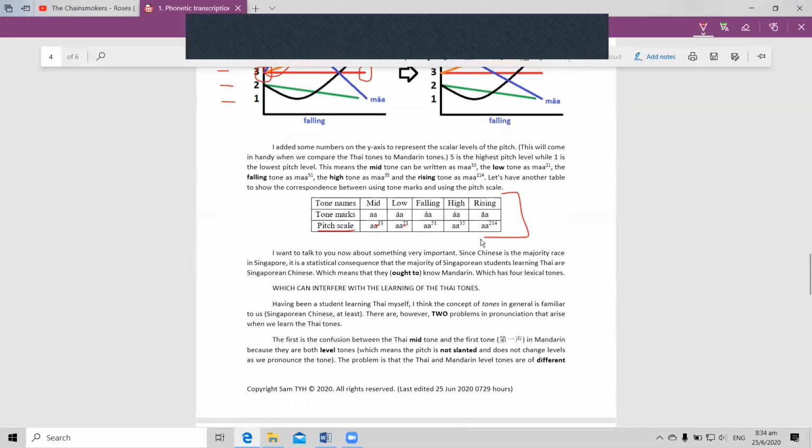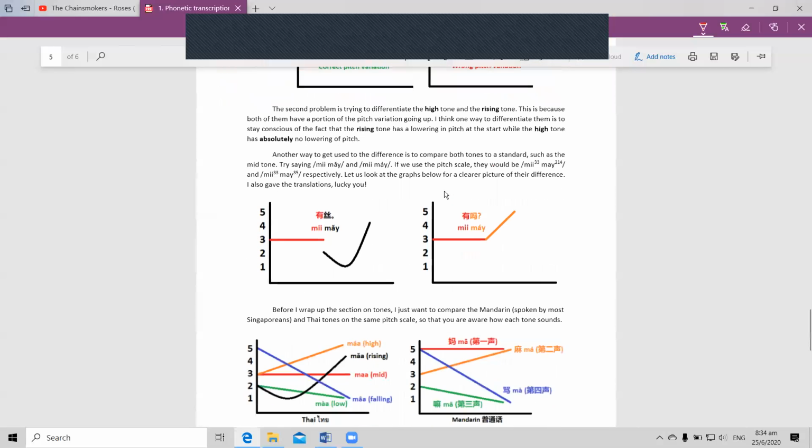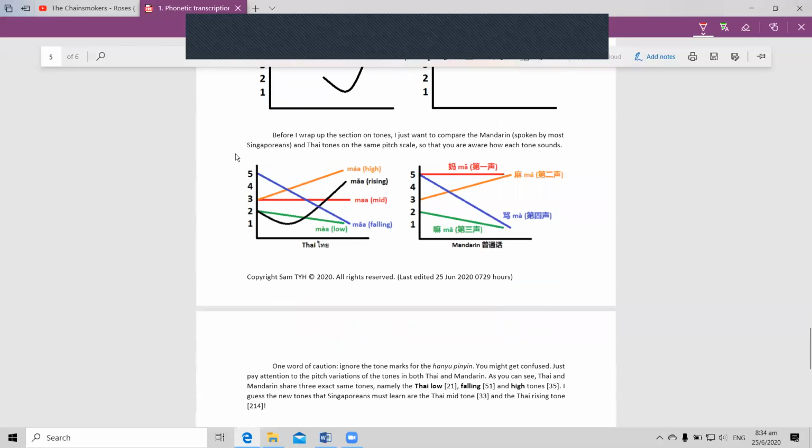You have the 第一声, 第二声, 第三声, 第四声. They are ma, ma, ma, ma, correct? Now let's look at the tones over here. I already wrote tones here. This is the same graph, the same character graph for the Thai tones. This is the pitch graph for the Mandarin tones. So we have ma, ma, ma, ma.